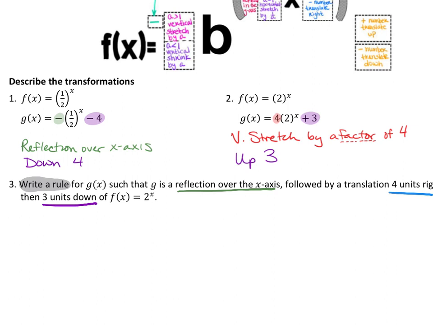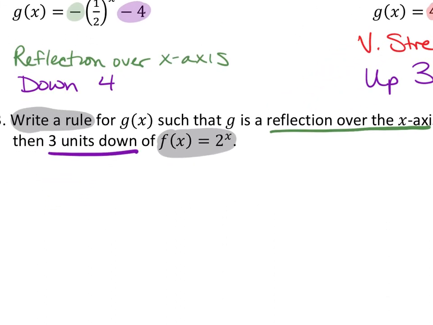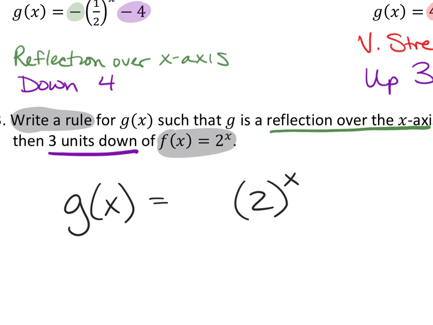So if we start with this function, we want to do a bunch of things to it so that it will be a reflection over the x-axis, a translation 4 units right, and then 3 units down. So we just have to know where to put the things in the equation. The way I like to start these problems is writing g of x, because we named it g, equal to, and then put the base and put the power, and give yourself some room in front and some room in the exponent.